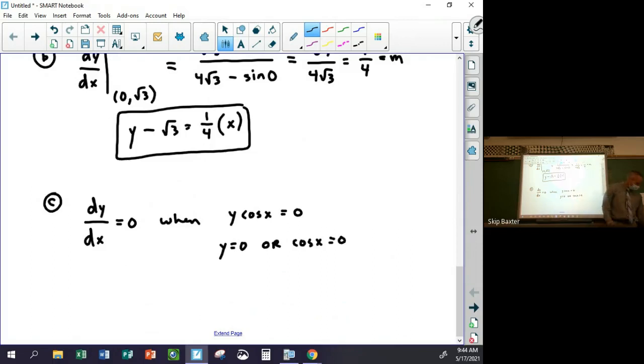That means either y equals 0 or cosine x equals 0. Okay? But if you look at the problem, it says y isn't 0. It says y is positive. So you can sort of rule that out. That can't happen. So x has to be somewhere between 0 and pi. Cosine x equals 0 between 0 and pi at pi over 2. Just picture the graph of cosine. It crosses at pi over 2 and 3 pi over 2.